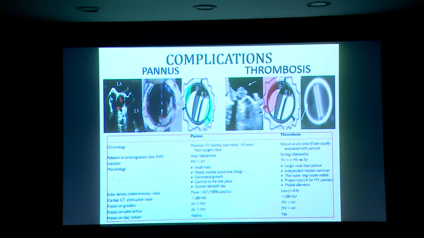Pannus mainly involves the sewing ring. Very rarely it comes out onto the leaflets, maybe in the later stages. Thrombus can extend straight onto the leaflets. If we have any problem differentiating the two on echo, we can do the CT. The pannus has a greater attenuation index than the thrombosis.